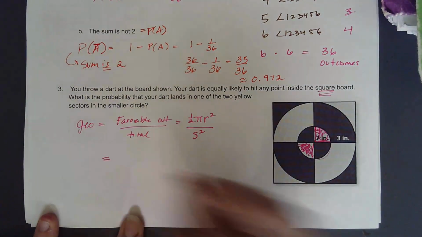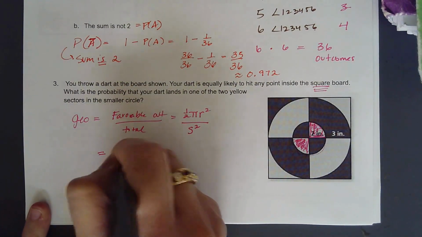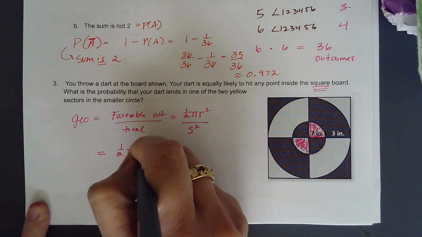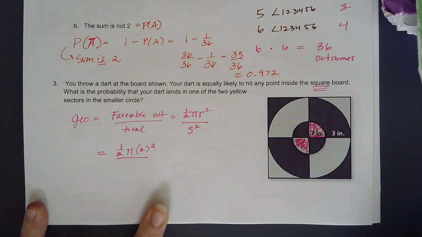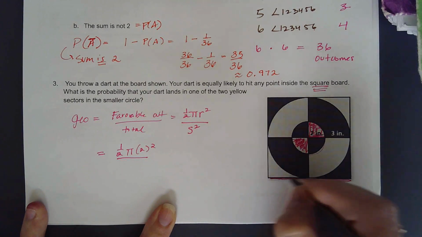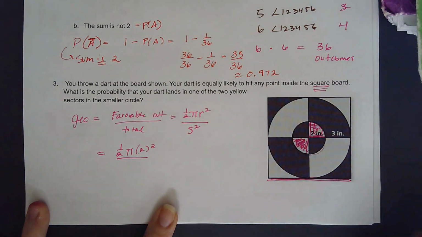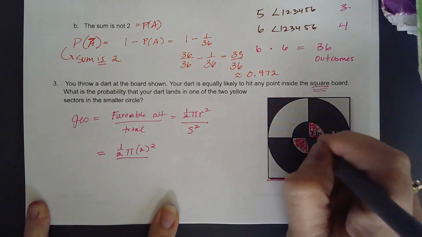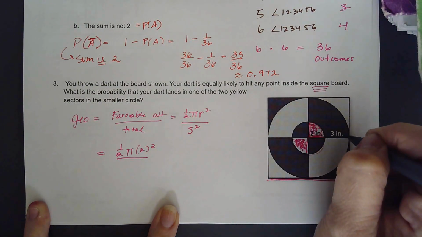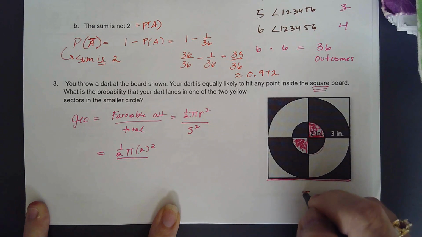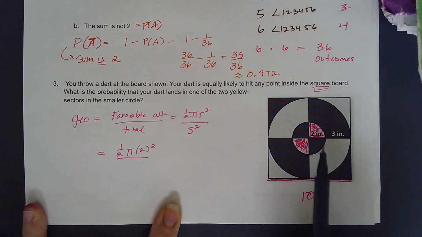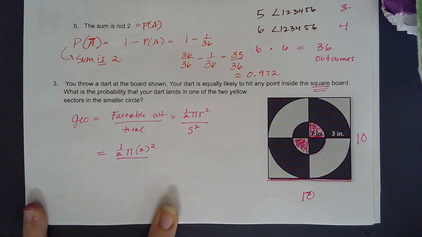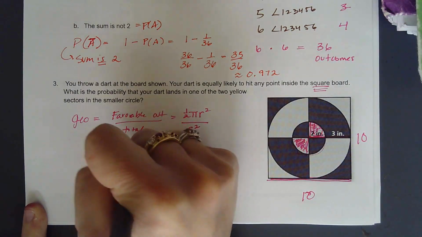All right, so let's plug in some numbers. So 1/2 pi times r squared. The radius of this circle is 2, over the side squared. So what is the length of this side? Well, let's do a little work here. We know this little piece is 2 and this little piece is 3. That means our whole radius, from the center out to the edge, is 5. That means that my square, if this piece is 5 and this piece is 5, that whole thing is 10. And since it's a square, every side is 10. So 10 squared is 100.